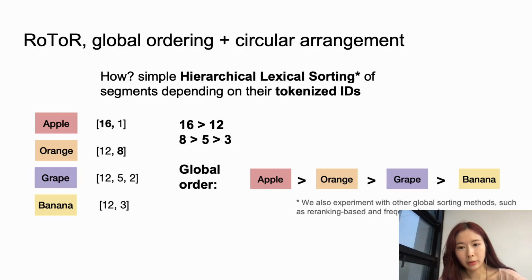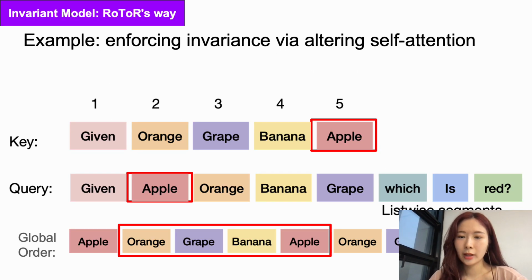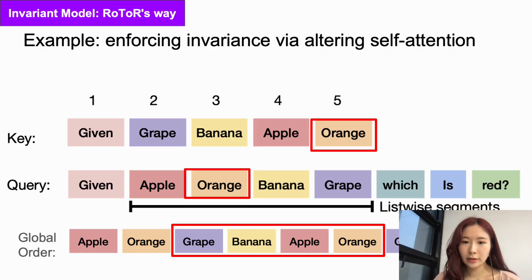How do we define global ordering? We can simply use hierarchical lexical sorting based on the encoded token IDs of each segment. Here, 16 is the maximal value, so apple becomes first, orange becomes second, and so on. Going back to the illustration for curry apple, we fix apple to the last and order key segments to follow the global order, which is orange, grape, and banana. And this goes on for orange, banana, and grape.